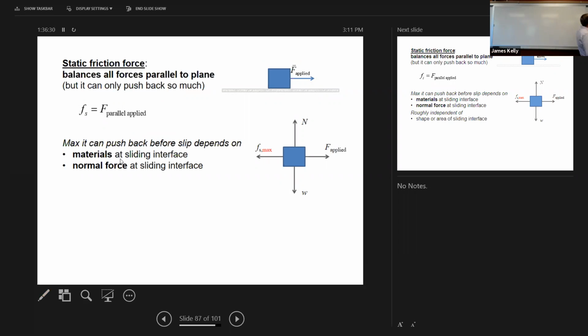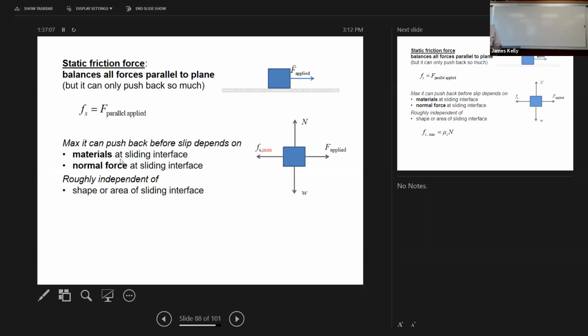If you have rubber on rubber, it's going to be a much larger force before you get it to finally start going. And if you have a really heavy object, you're going to have to push a lot harder. In other words, friction can push back a lot harder before it gives way, as opposed to a not so massive object. And again, it's roughly independent of the shape or area of the sliding interface. That's not an exact rule. That's just a rough rule.